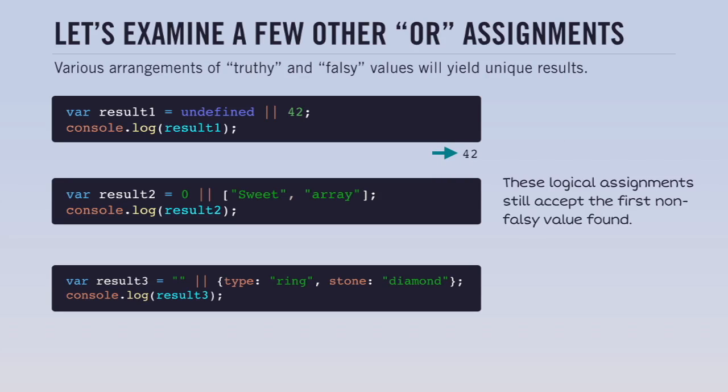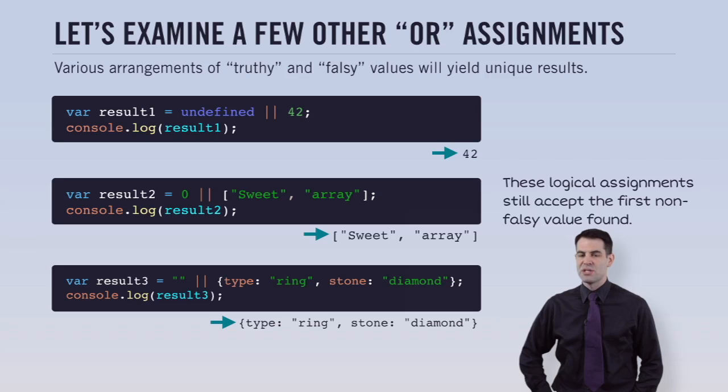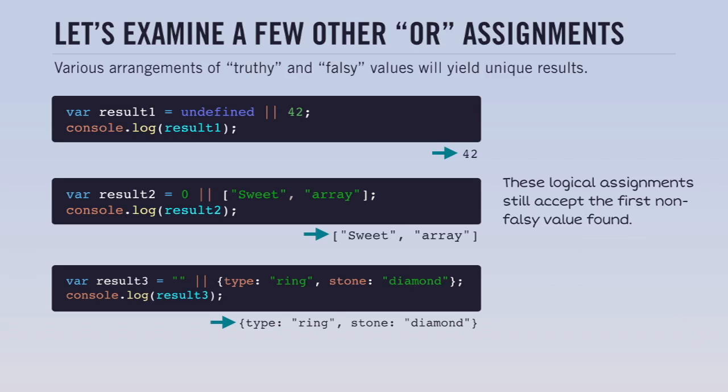In result 2, the array is on the right-hand side now, and since 0 is falsy, the OR will take the array and pass it back to result 2. Lastly, the empty string is falsy, and so we're going to take that object on the right-hand side of the OR, which gets logged out. Important thing to remember about OR operations is that the very first non-falsy value will be accepted.